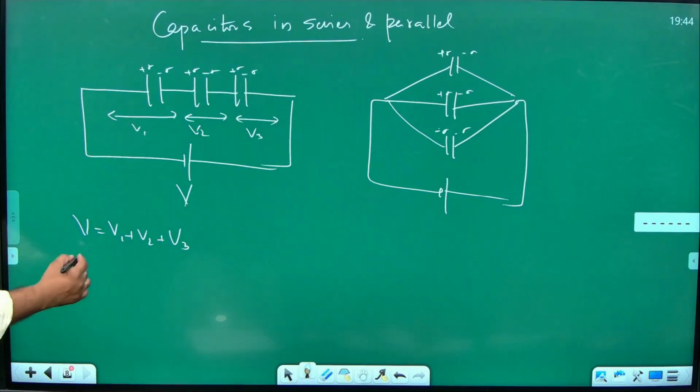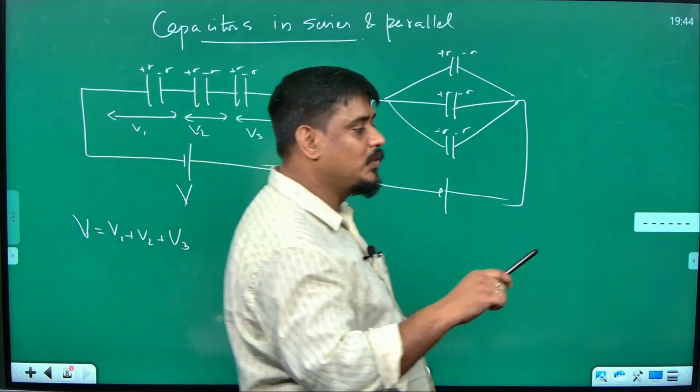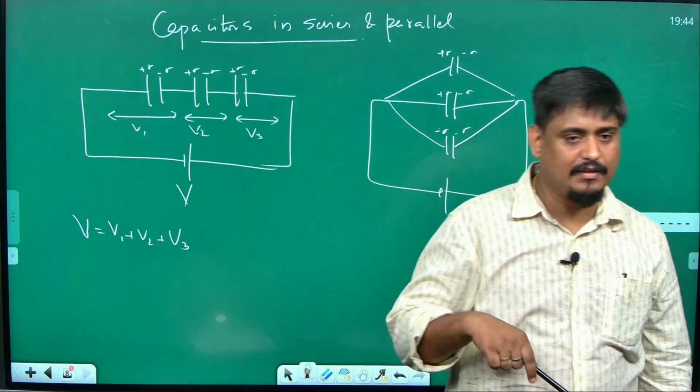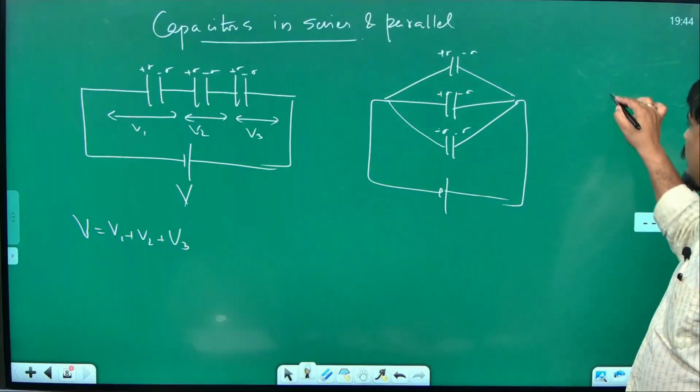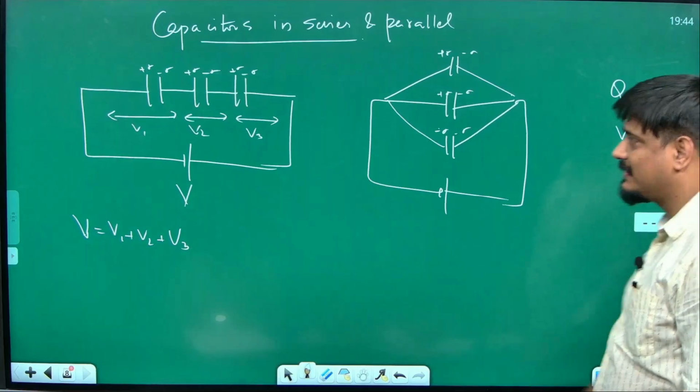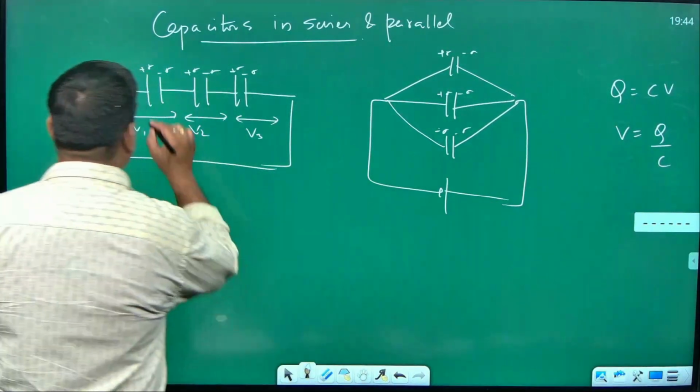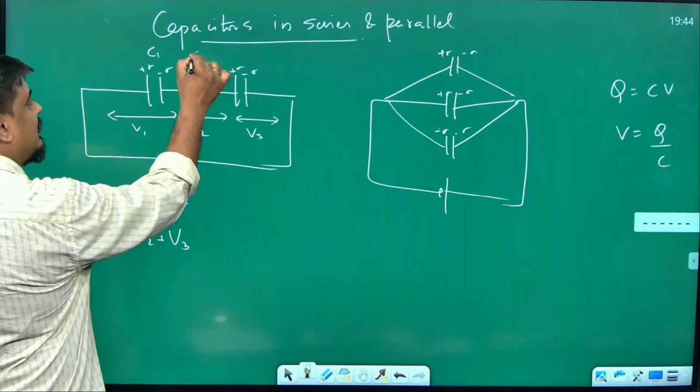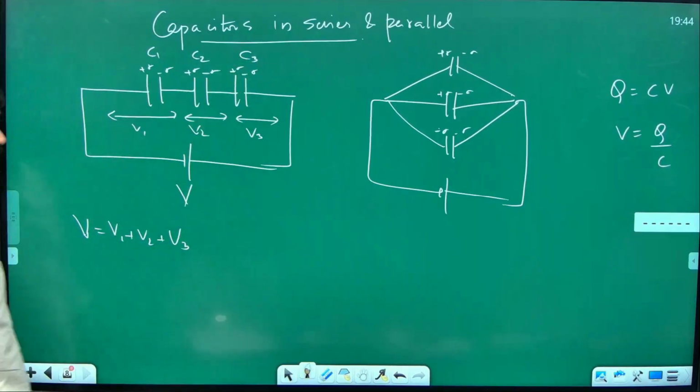So, potential gets divided for each capacitor. Now, what is the formula of V? Q is equal to CV, or C is equal to Q by V. We know that Q is equal to CV. So, what will be V? V will become Q by C. I am assuming capacitors of capacitance C1, C2 and C3 are there.